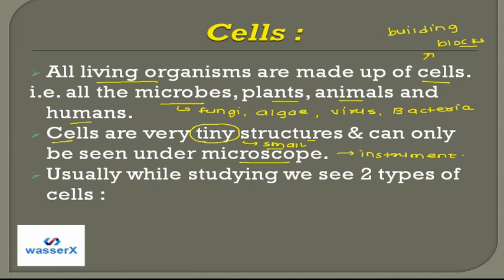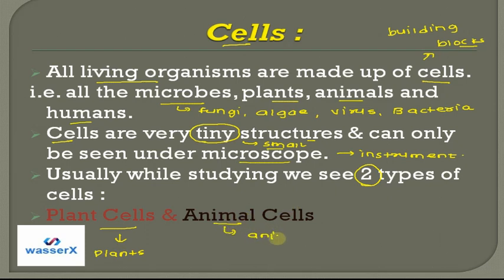Now, when we study these cells, we basically see two types of cells. Which two types of cells are there? So, they are plant cells and animal cells. Now, plant cells are seen in all the plants. If they are very big plants, then also they have plant cells, and even if they are very small shrubs or herbs, they also have the plant cells. And animal cells are seen in all the animals and humans. Okay, so with this, I guess we are clear with what are cells.